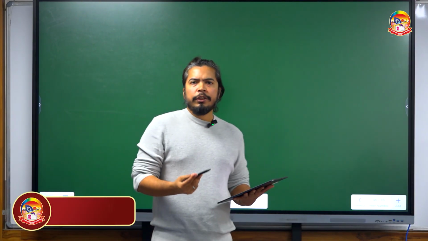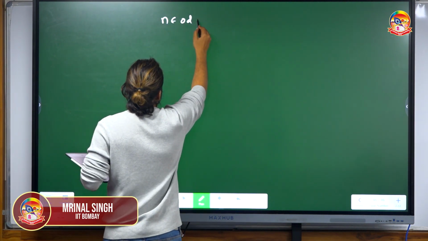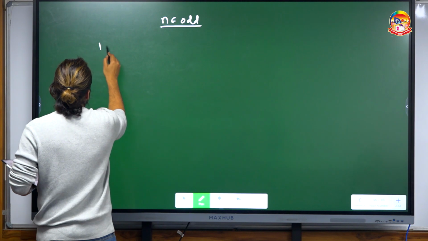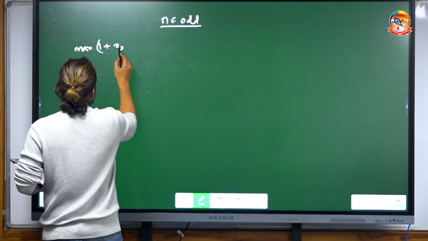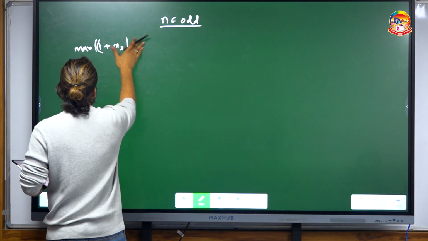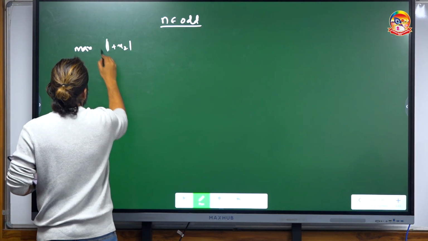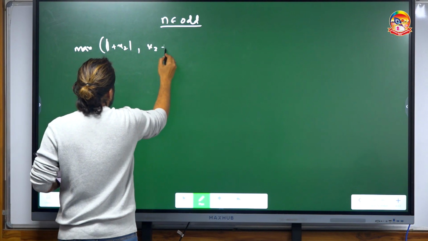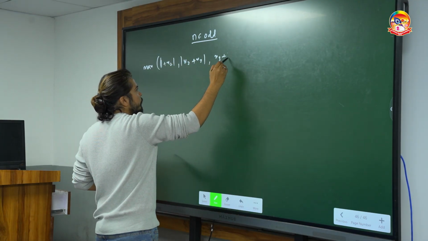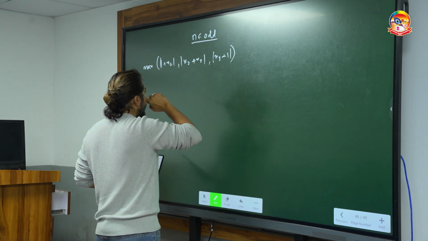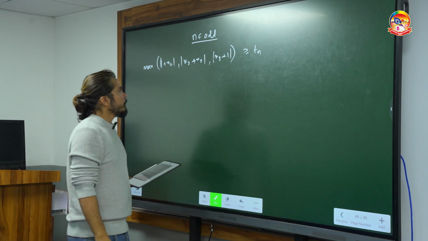Now I'll outline the question, outline the solution when n belongs to odd. When n belongs to odd, we have the maximum of |1 plus x2|, |x2 plus x3|, comma, |x3 plus 1| is greater than or equal to Tn. This is what the question says, right?